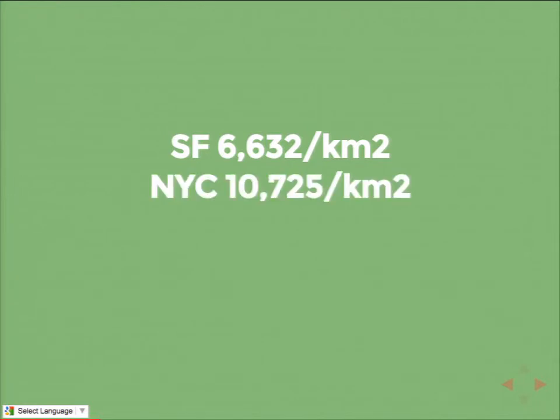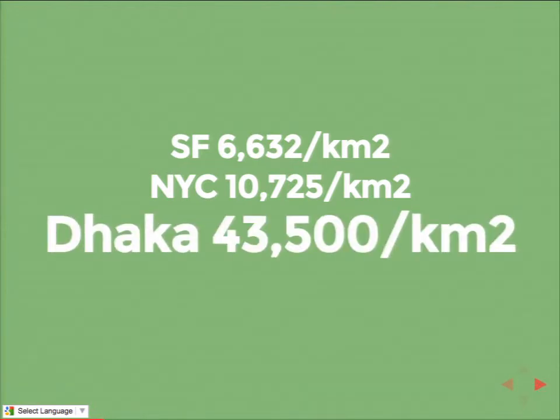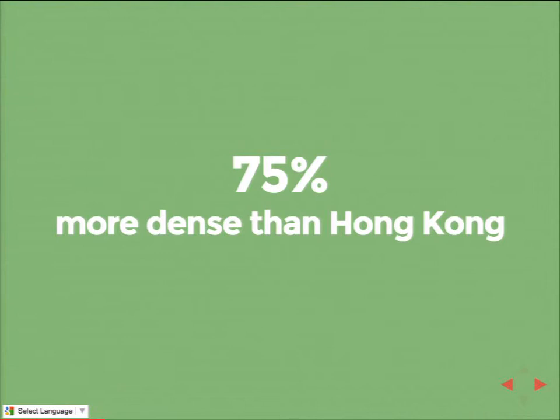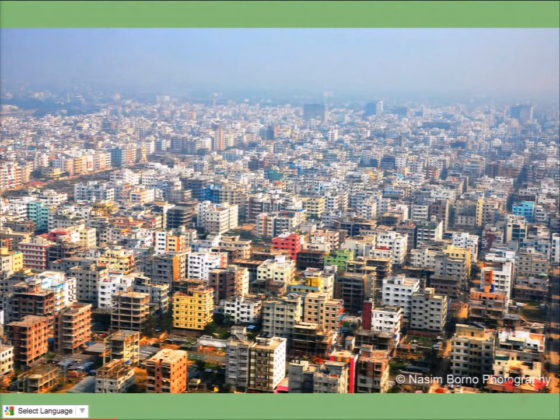So why DACA? To give you an idea, San Francisco has a density of about 6,000 people per square kilometer. New York City is about 10,000. DACA is the densest city in the densest country in the world, at 43,000 people per square kilometer. That's 75% more dense than Hong Kong, and it looks like that for miles and miles. It's a really big city.